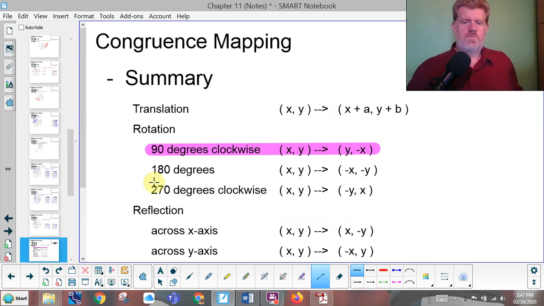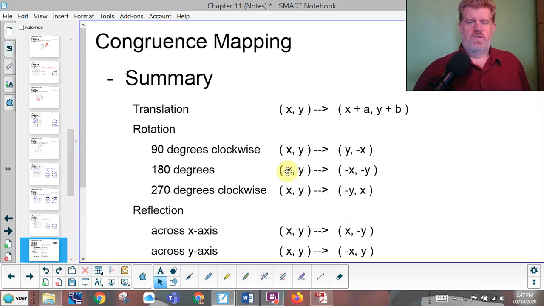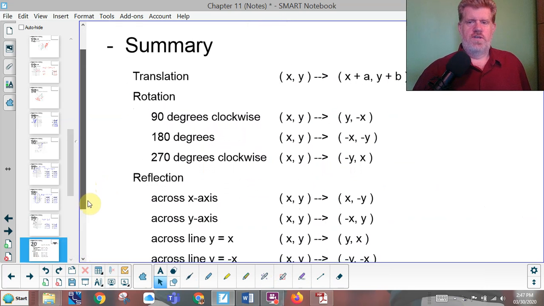All right, so for your summary, those are all of the rules. Now, we didn't actually talk about reflection rules, but there are reflection rules that can be used. And I'm going to list them there for you to look at.